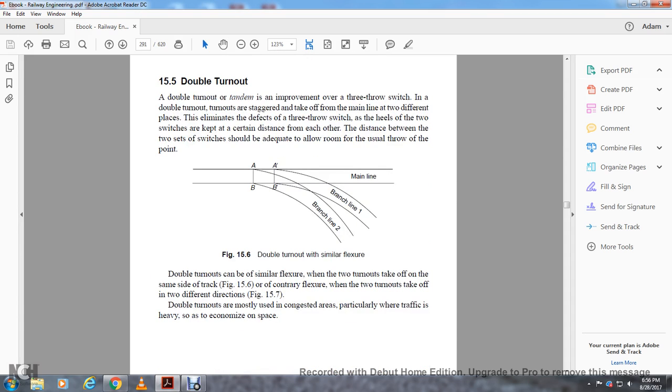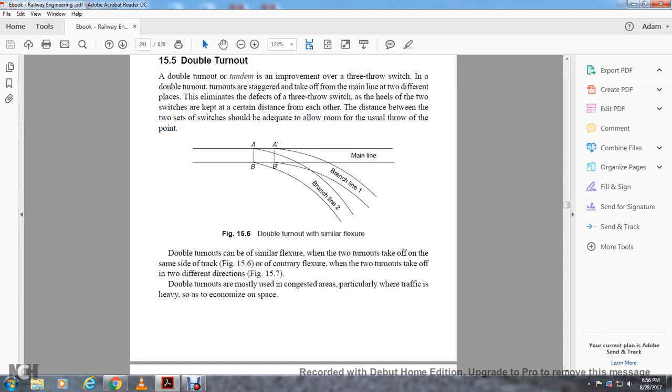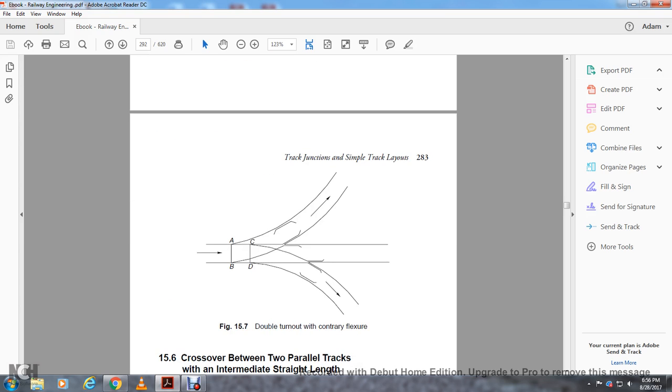Double turnouts can be of similar flexure, with the two turnouts taking off on the same side of the track, or contrary, with the two turnout points taking off in two different directions. Double turnouts are mostly used in congested areas, particularly where traffic is heavy and there is a need for economy of space. Figure 15-7, the double turnout with the contrary flexure.